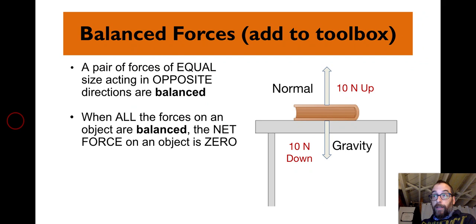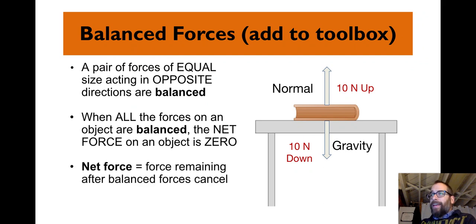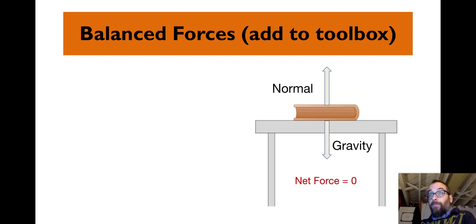Okay, so again, the 10 newtons of normal force going up is canceled out by the 10 newtons of gravitational force going down. Okay, net force is just the force remaining on the object after the balanced forces cancel. Now, if the forces are all balanced, there's no net force. If they're unbalanced, which we'll look at in a second, that is going to allow us to identify where the remaining net force is and determine what the effect of that force is on the object.